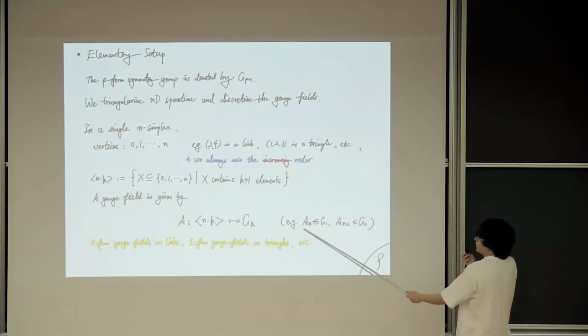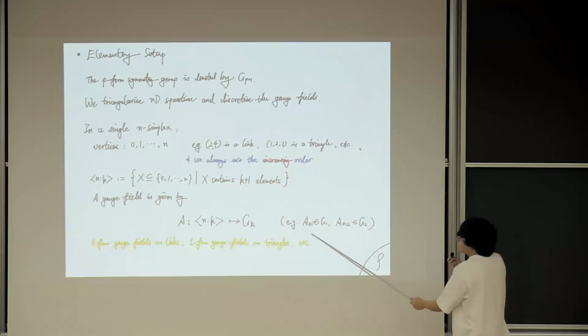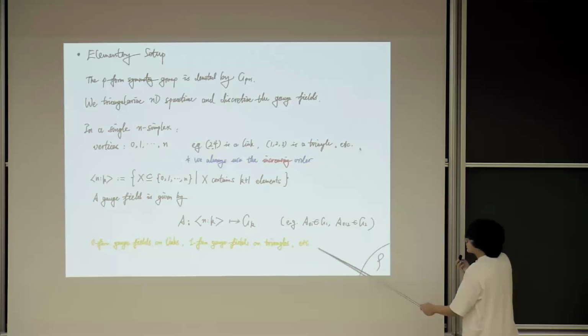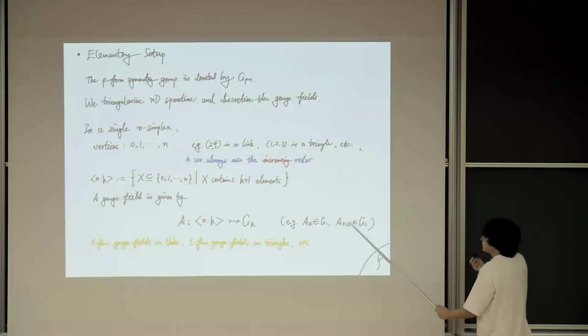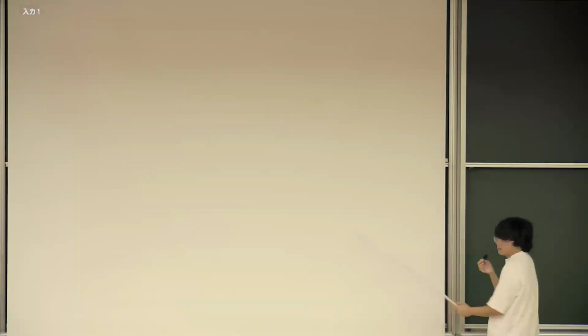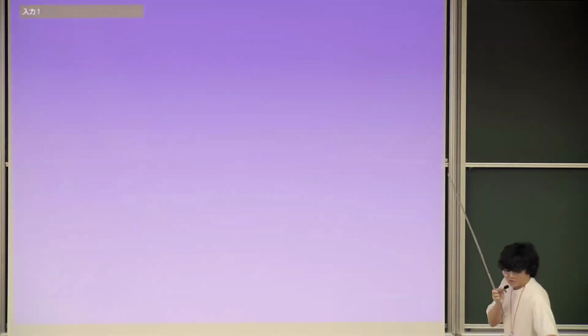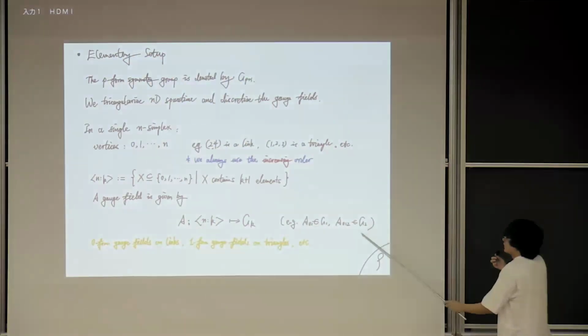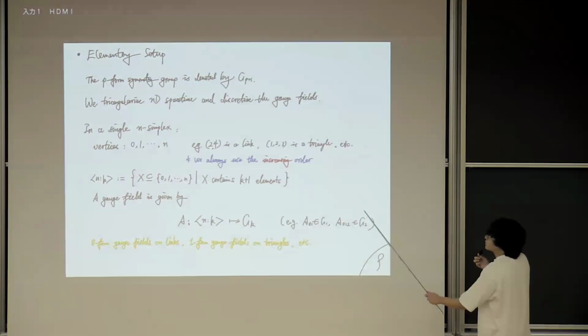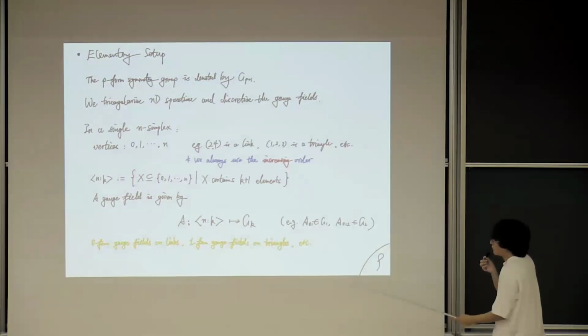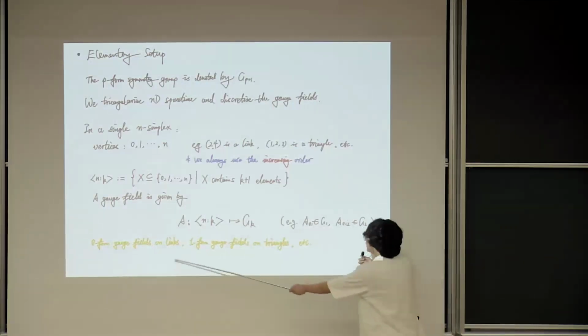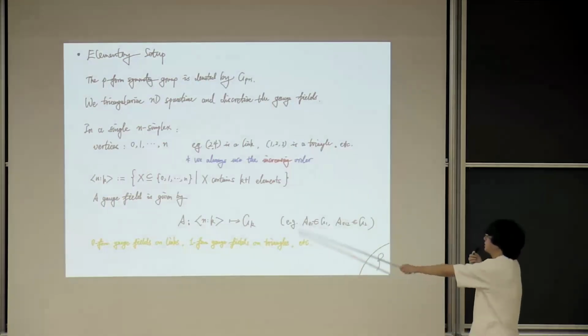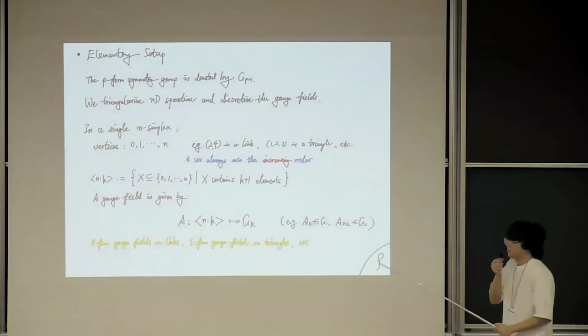So for example, if I write A01, then it lives on the link. So on the link, I will put a G1 element. And a G1 element means a 0-form symmetry. So similarly, if I write A012, then I put an element on the triangle. So on the triangle, I will put a 1-form symmetry. So it belongs to G2. Yeah, so on and so on. So this is how I arrange the gauge field on this simplex.